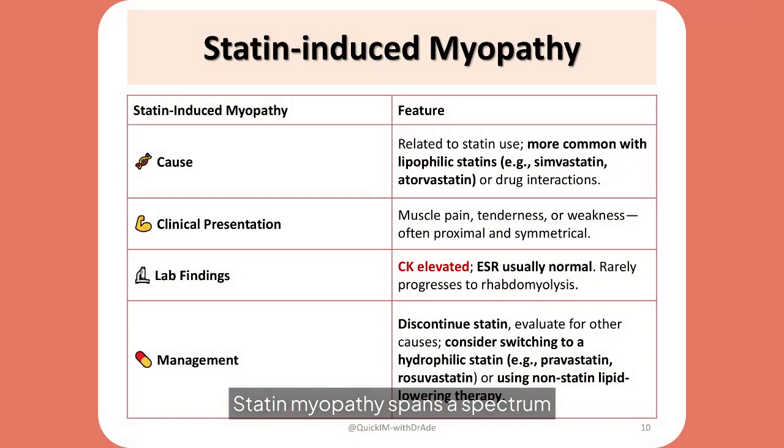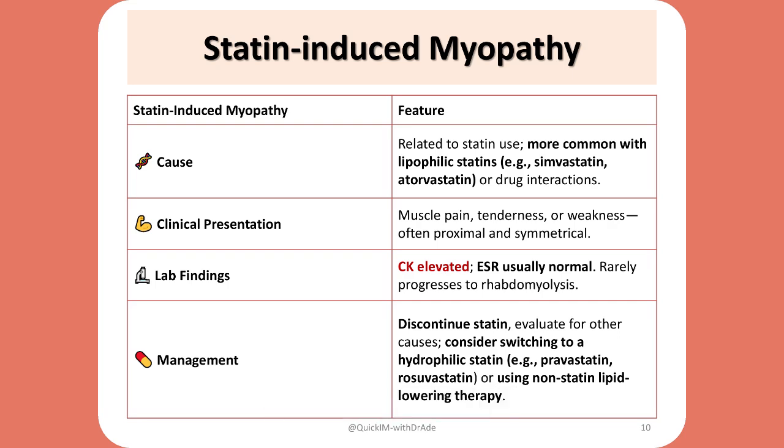Statin myopathy spans a spectrum from mild myalgia with normal CK to severe rhabdomyolysis. Risk factors include high statin dose, lipophilic statins, concomitant CYP3A4 inhibitors, and genetic predispositions like SLCO1B1 variants. CK is often elevated, but ESR is typically normal. Management includes statin discontinuation, switching to a hydrophilic agent like pravastatin or rosuvastatin, or using non-statin lipid-lowering agents if necessary.